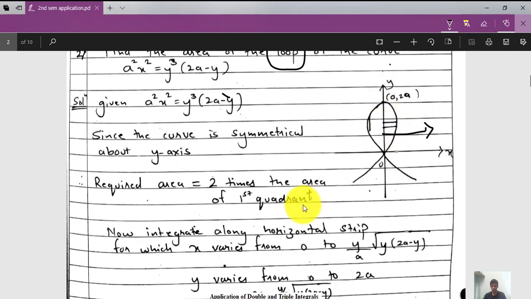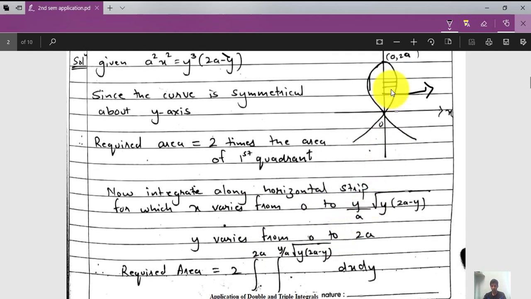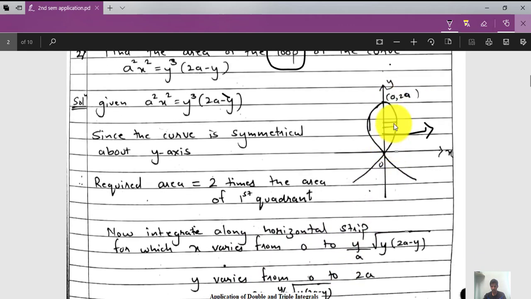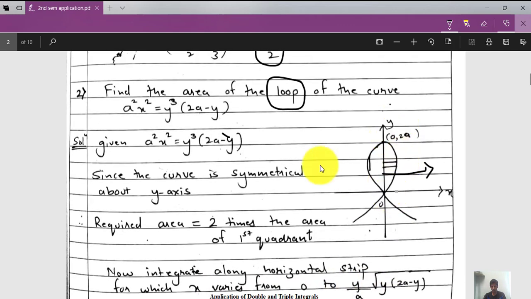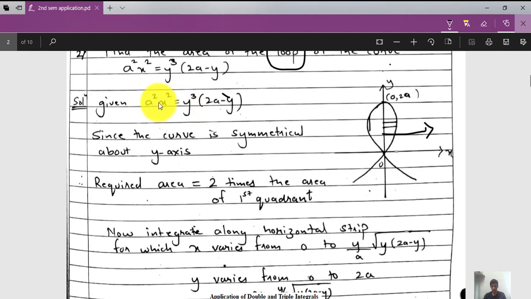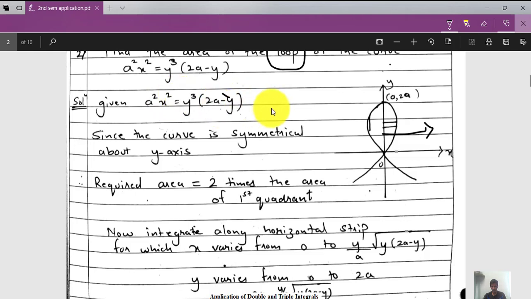Now what is the value of x? x varies from 0 to y divided by a. In this particular equation, it will be y divided by a, because I am taking the square root sign, so here under the square root it is y square into y.